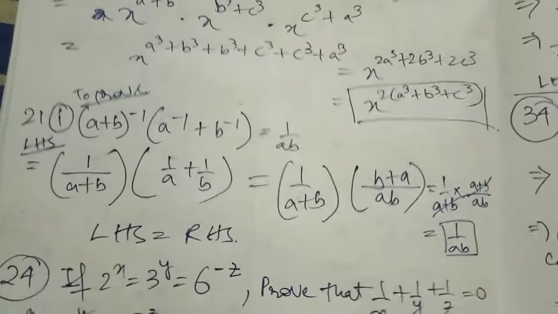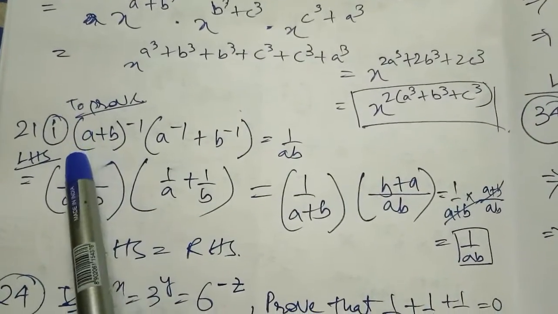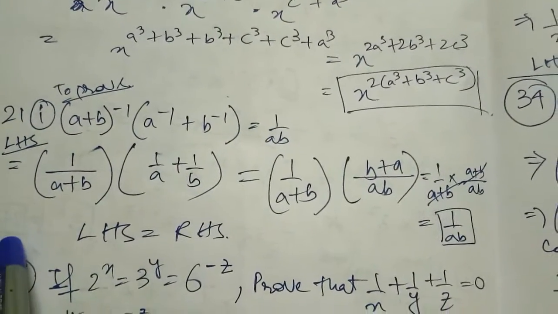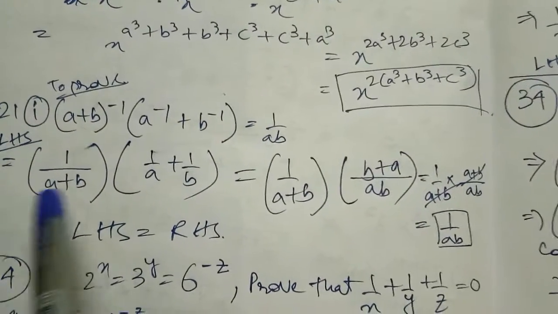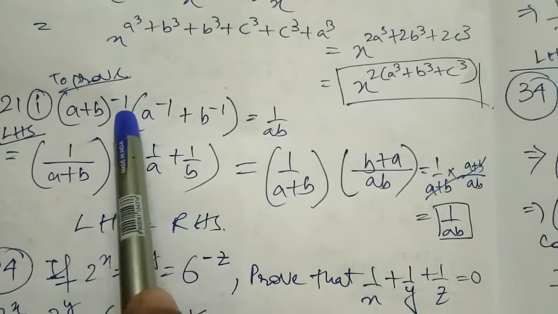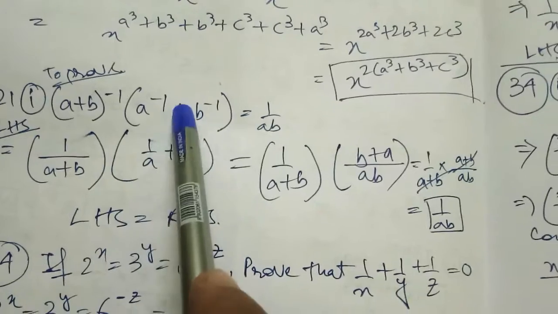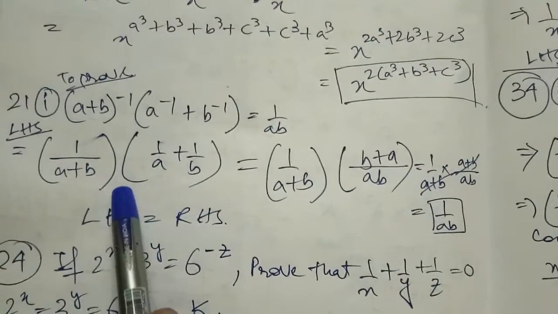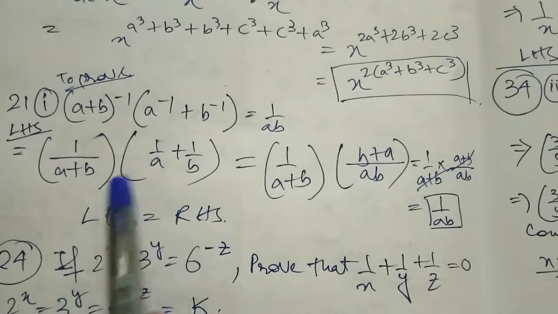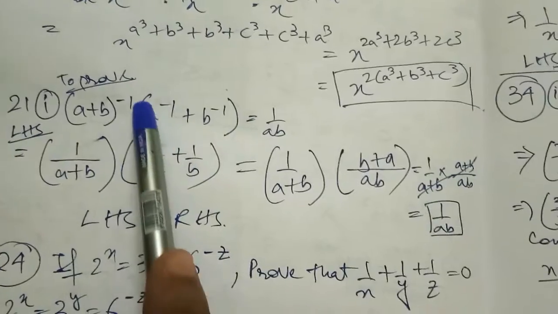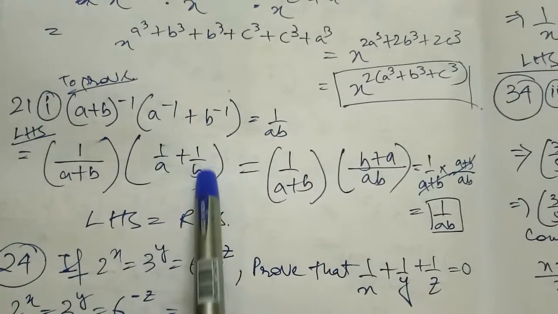First question answer. Next, we are coming to question 21, Roman 1. That is, to prove whether both LHS and RHS are same or not. What we will do from here: (a plus b) to the power minus 1, and in brackets a to the power minus 1 plus b to the power minus 1, equals 1 by ab. I have to write the LHS down first. Here they have given negative powers, so they go down so that the power becomes positive. Here also same thing I have done.